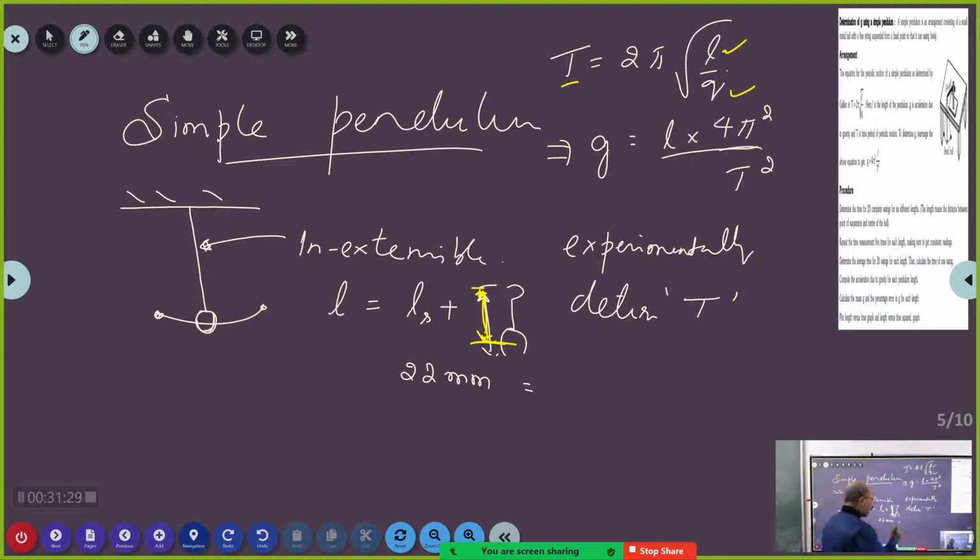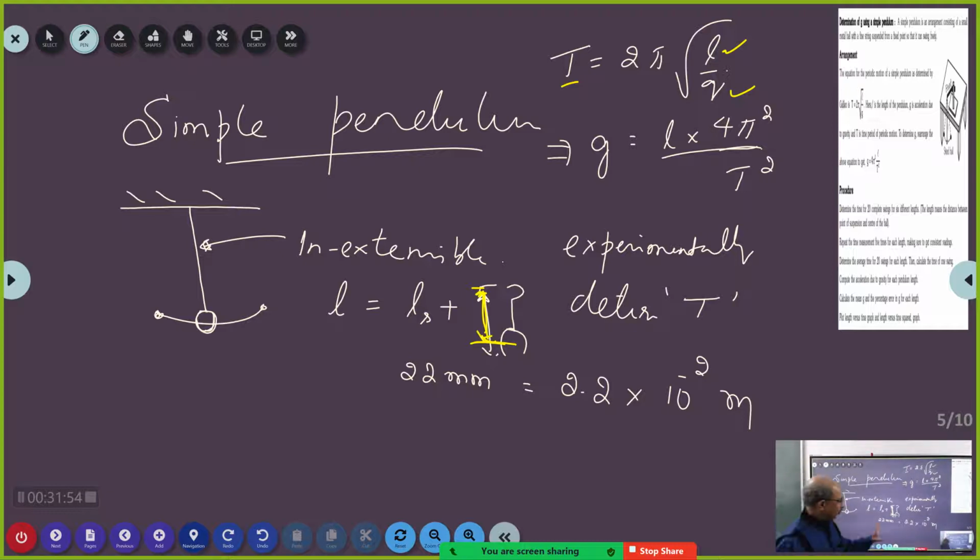Anybody? You should write. This is scientific notation, right? Into 10 to the power of what? Minus 2. Right, minus 2 meters. So this is what you are going to write. Got it now, all of you?